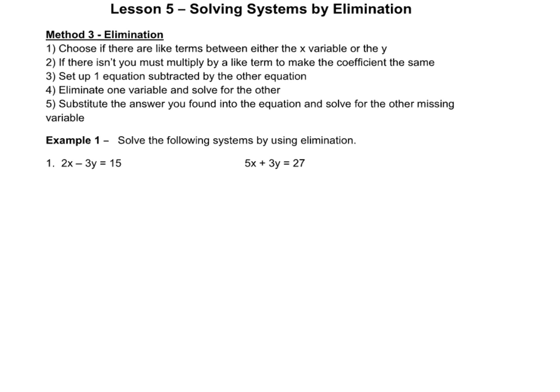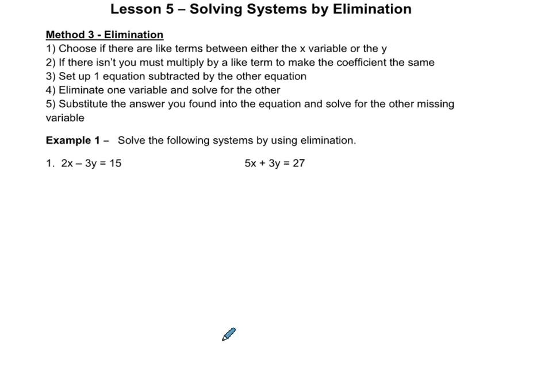about elimination. So when we're doing elimination, we're going to look to see if there are like terms between either x or y. If there isn't, you have to multiply by a like term to make the coefficients the same. You set up one equation subtracted or added by another equation, and you eliminate one variable and solve for the other. You're going to substitute that answer into one of your original equations to solve for your other missing variable. That might sound confusing, just like it did in the last lesson. It will all make sense as soon as we go through a couple examples.